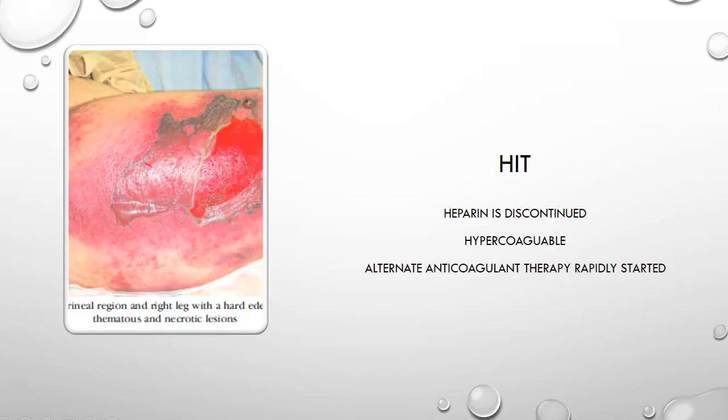Heparin-induced thrombocytopenia, or HIT, is a very interesting thrombocytopenia because you have low platelets, but you don't generally bleed. You're hypercoagulable, which is interesting, I think. So you're going to have this red, rough, sloughy looking skin with HIT. It might not be that significant, but the important thing to remember is that you need to discontinue what's causing it, so the heparin. They're hypercoagulable even though their platelets are low, so they need to be put on an alternate anticoagulant therapy.